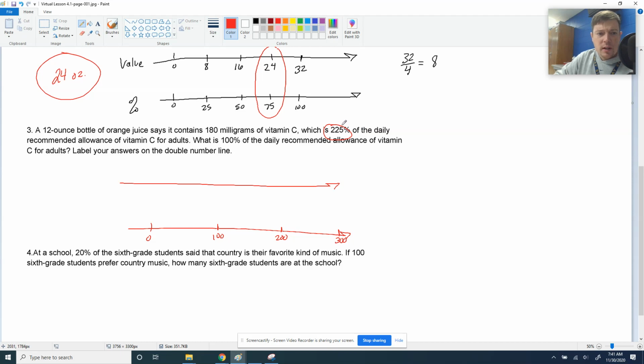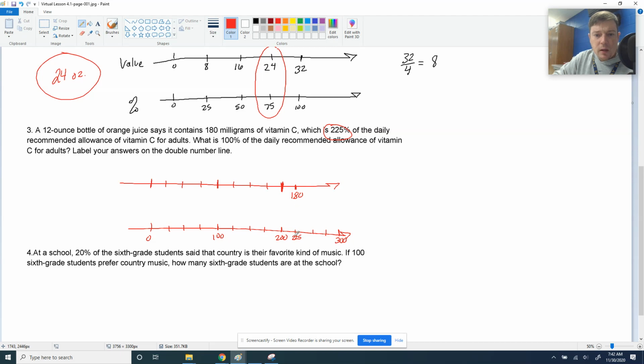The reason I'm going so much bigger is because I have such a large percentage. And since it looks like it's dealing with 100 and 225, I can count by 25s again, so I can split these up into quarters. Quarters, quarters, quarters, and 225 would be right here. This is the amount that 180 milligrams represents. So there's my 200 mark, my 100 mark, and my 0 mark.